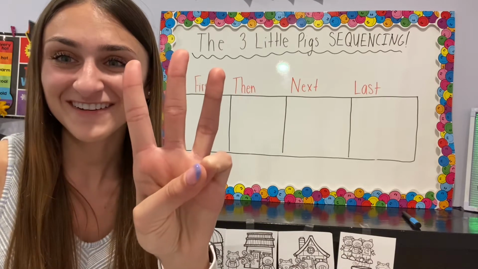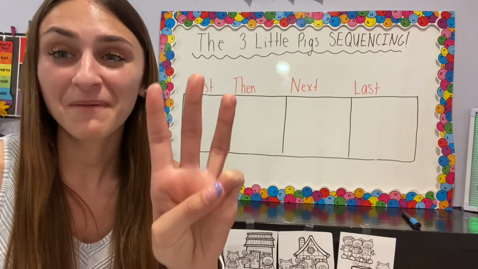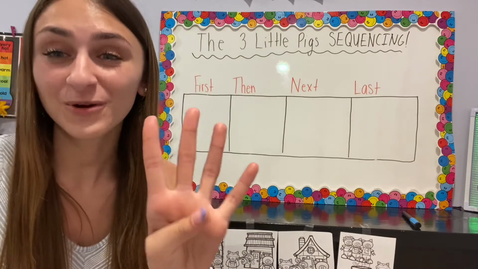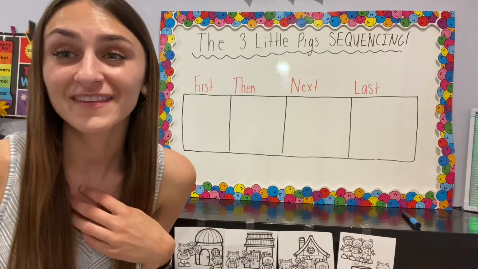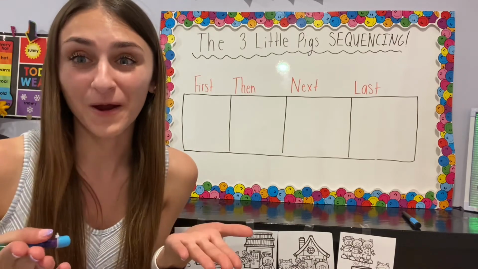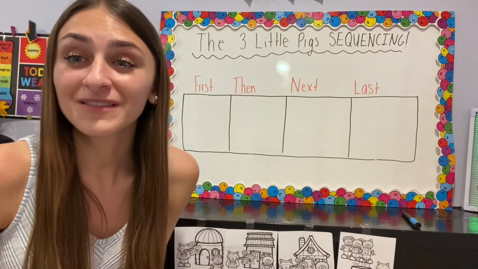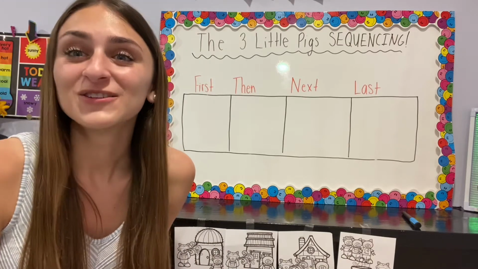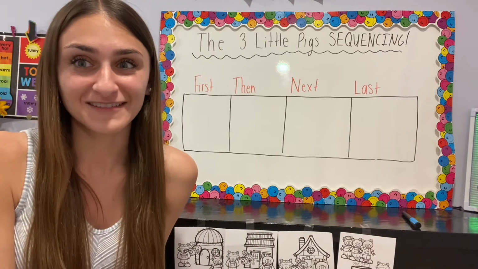Can you show me 3 fingers? And the big bad wolf. So there are 4 characters. And we know that the setting is where the story takes place, when and where. So we know that throughout the Three Little Pigs, the setting changes. So we are going to sequence the events.